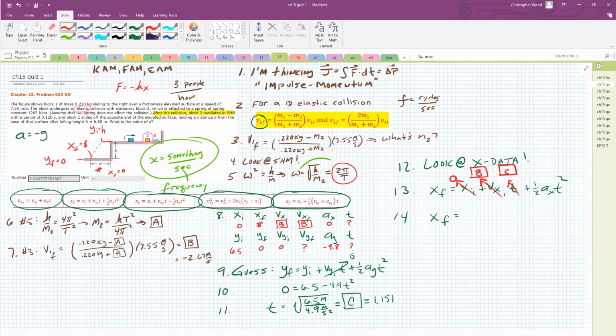So when I do calc memory B times calc memory C, I get negative 3.08077 meters. And they just want the magnitude, so ignore the negative sign.